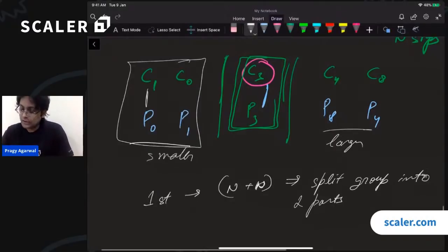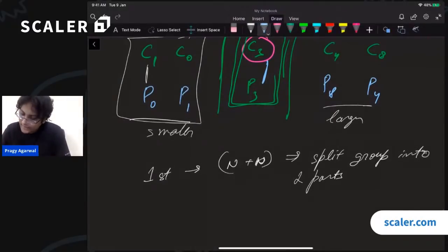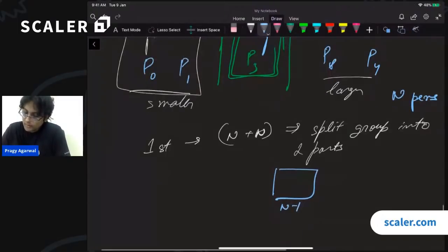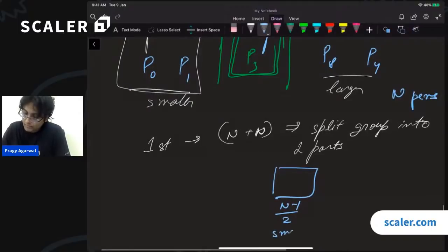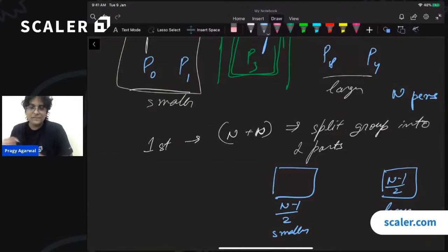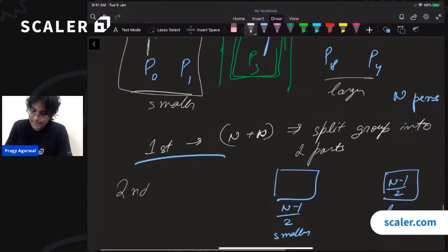So if we had n pens initially, suppose there are (n minus 1) by 2 pens which are smaller and (n minus 1) by 2 pens which are larger. We have split them into 2 groups. Cool. So this was the first step. What will we do in the second step?